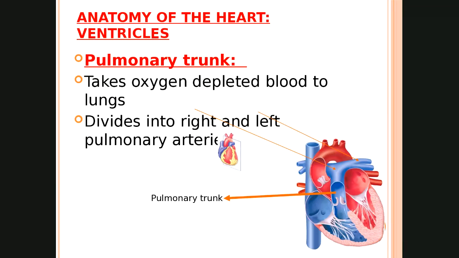So when you look at the right ventricle, the right ventricle is receiving the deoxygenated blood traveling from the right atrium. The ventricle contracts and is going to pump that blood out through the pulmonary trunk to be delivered through the pulmonary arteries to the right and left lungs.